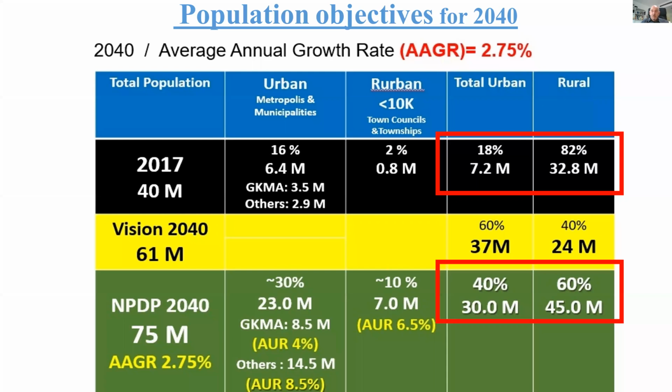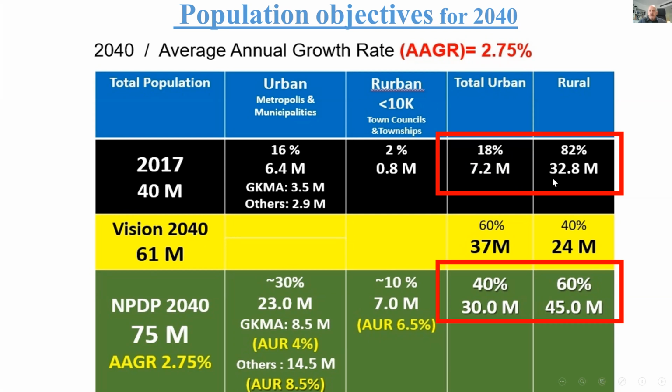Therefore, we started with trying to find room, or to make room, for a population of 75 million. 40% of them will be in urban areas and 60% will be in rural areas. Today, you can see in the black here that 18% only of the total population are urbanized. The others are in rural areas. 82% are still farmers and live in rural areas. And their livelihood comes, of course, from agriculture.